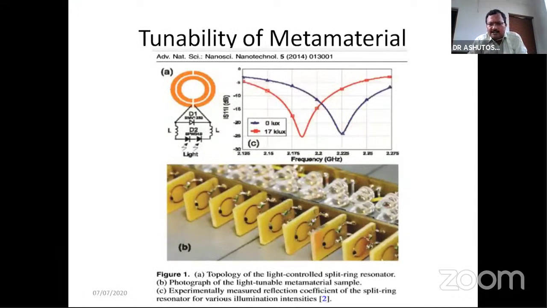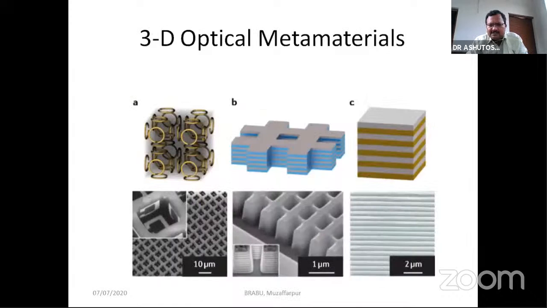Now, just a few slides more. This is one of the latest structures you can see in the image, where the split ring resonator is attached with 2 varactor diodes, and by illuminating the light on this varactor diode, which is a light emitting diode, we can control the operating frequency of the device. So this is called the tunability of the metamaterials by an external optical source.